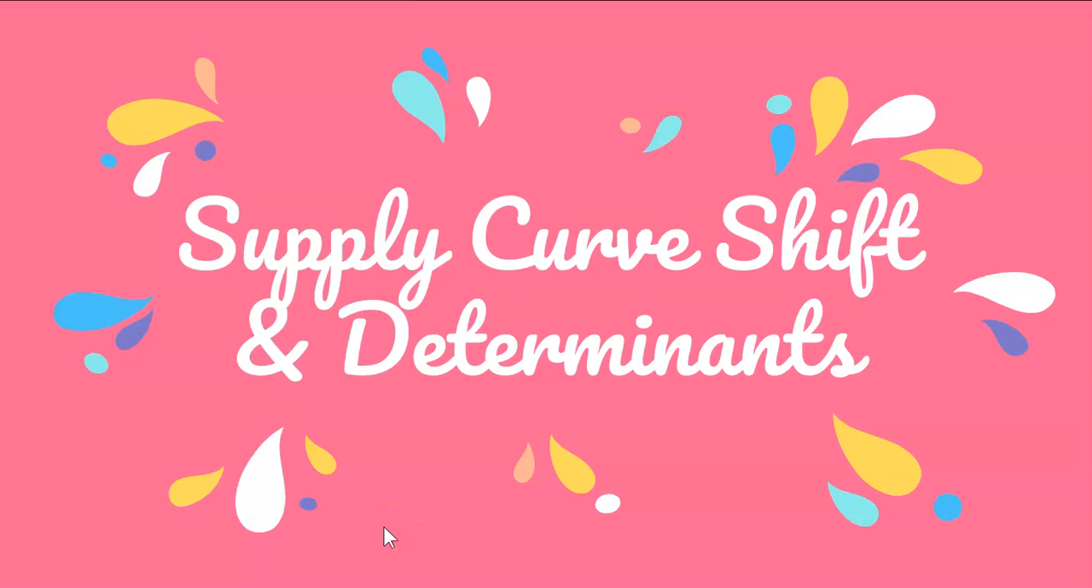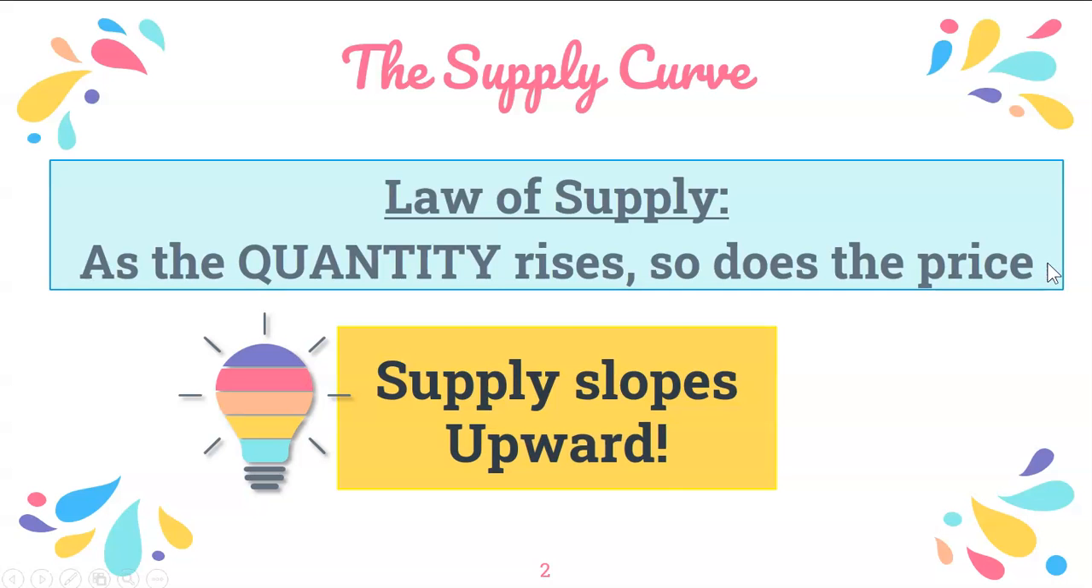Alright, so this is going to be our supply curve side of the house from our supply and demand curve shifts and determinants. So jumping right into this, we gotta briefly mention the law of supply whenever we're talking about supply curves. This is the fact that as quantity rises, so does the price. And remember, whenever you're determining between a supply curve and a demand curve, a supply curve will always slope upwards.